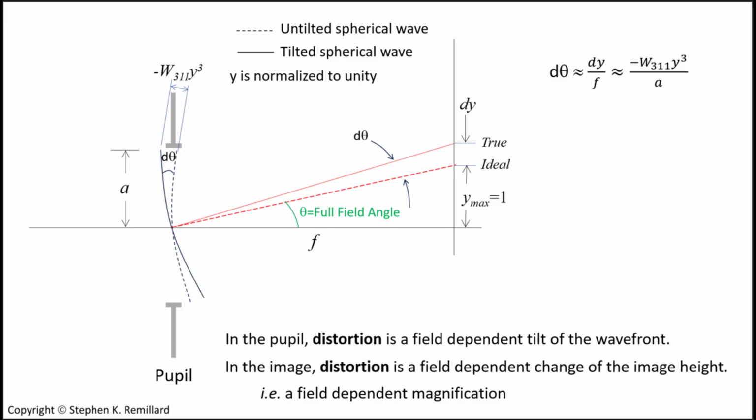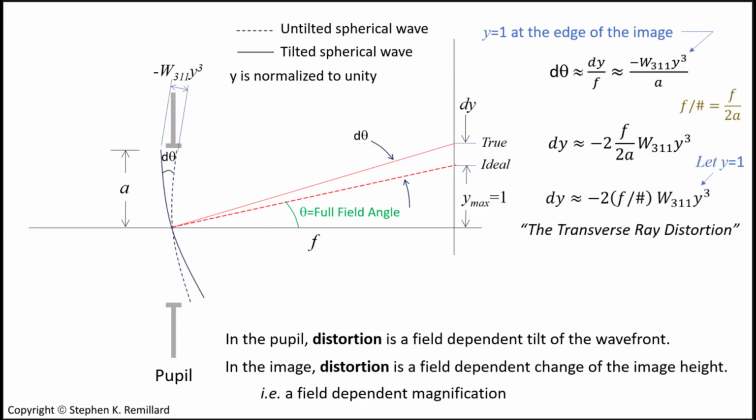Just inspect this arc length. The tilt angle is also W sub 311 times y cubed divided by the pupil radius. If you want to know what dy is for a point not at the edge of the image, the wave is tilted by some angle that's smaller by a factor of y cubed. So there you go. Rearrange this expression for dy, toss in these factors of 2 so that the f number can be used. And this is the transverse ray distortion, the distance that the chief ray moves in the image plane. This does include y cubed, where y is the normalized height in the image.